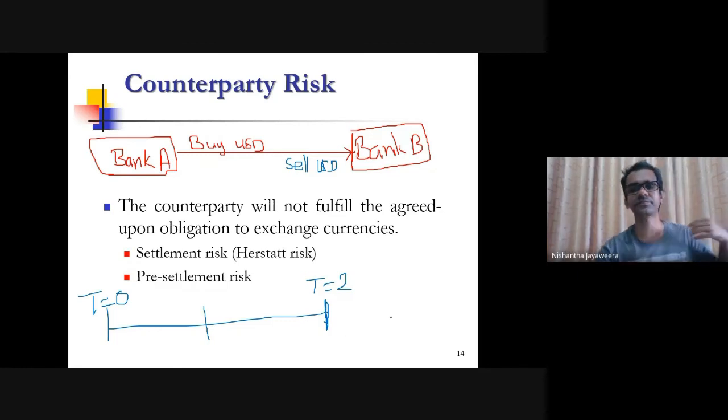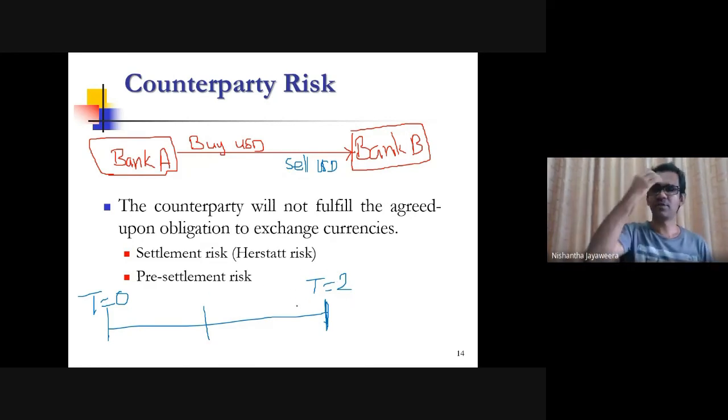Now assume we enter into this transaction, Bank A and Bank B entered into this transaction at time 0, and now we have moved on to the settlement date.